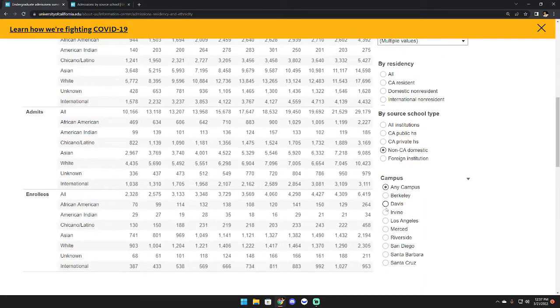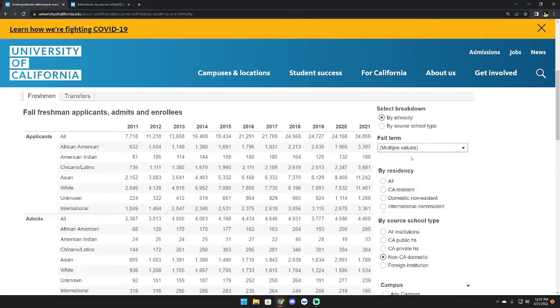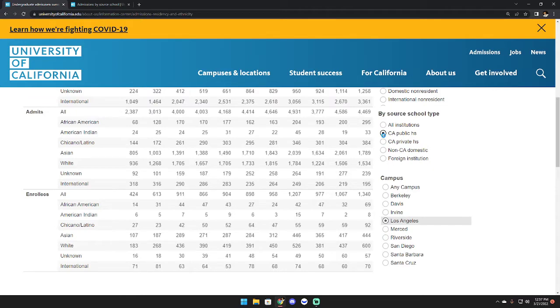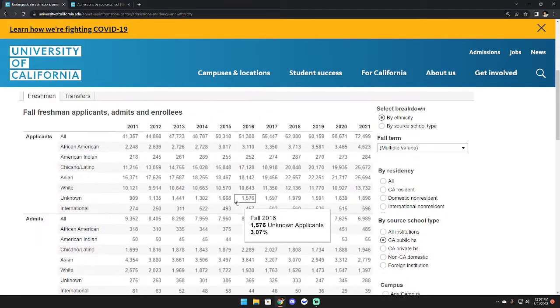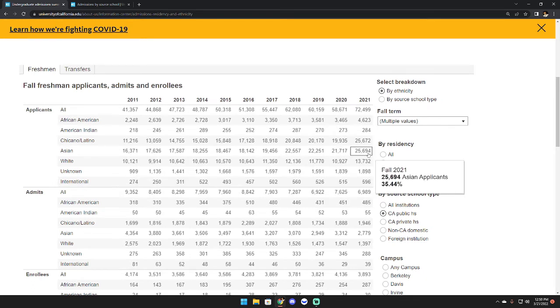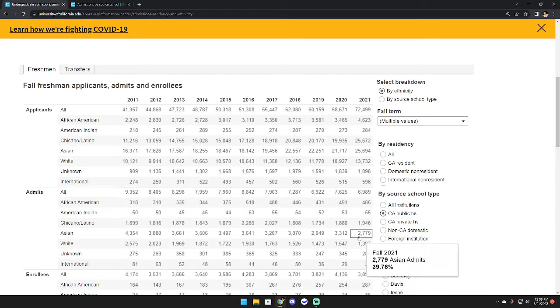And take a look at, let's say, UCLA. UCLA has been really popular as of late. So if we go ahead, let's do UCLA, and let's go to California public schools. So in terms of California public schools, UCLA had about 35% of those that were admitted, wow, look at that, boys. It's Asians that were admitted in is 2,779. Interesting.